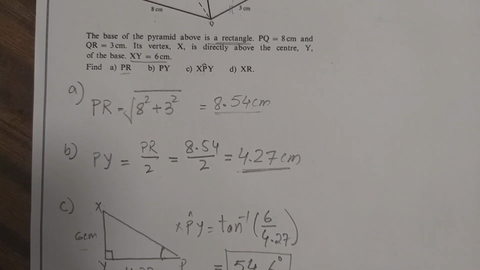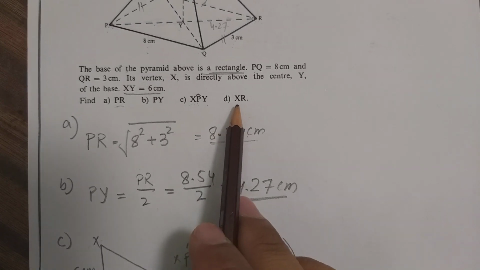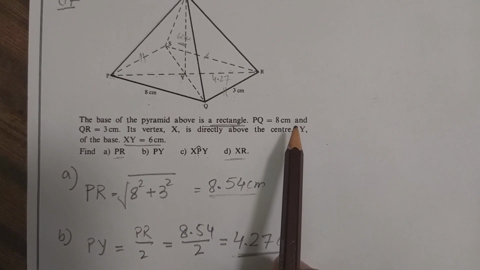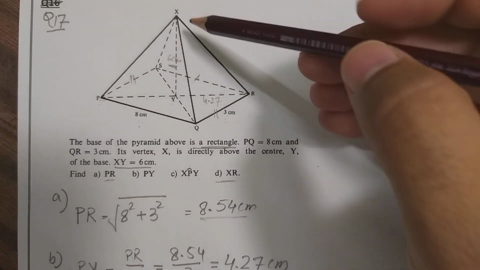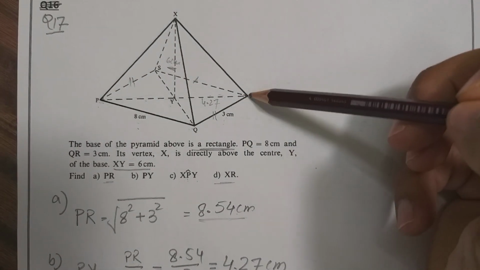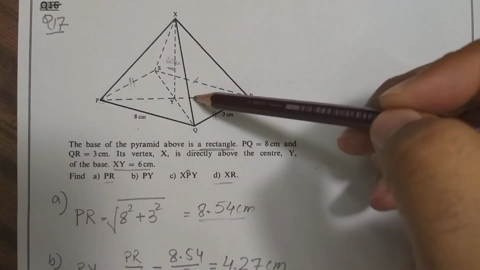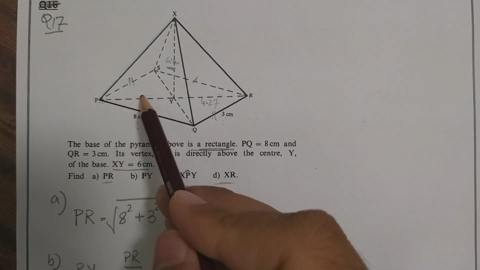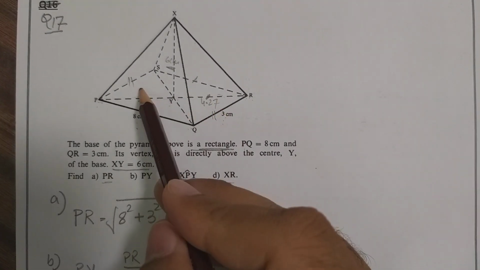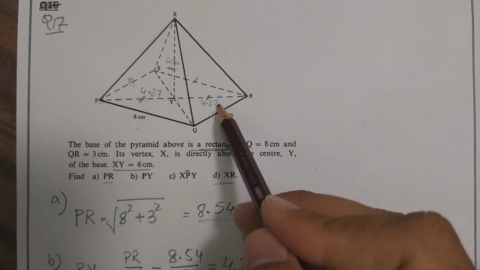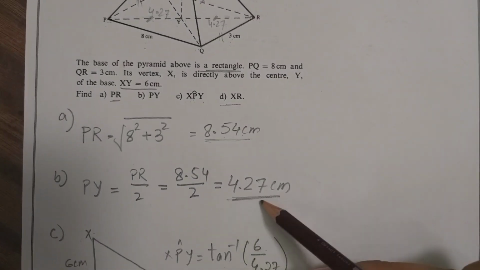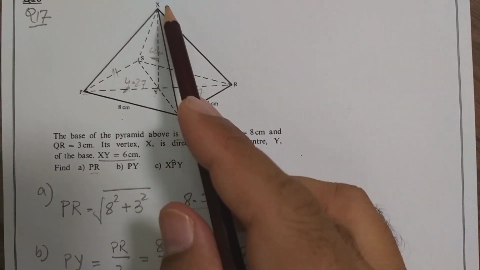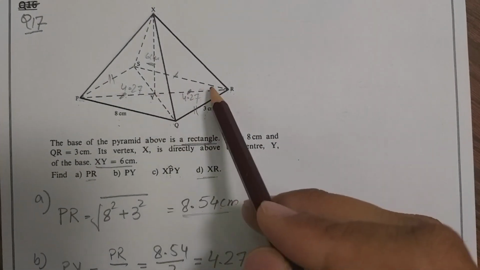Okay, the last part of the question, which is we need to find XR. This is what we need to find, XR. This is the vertical height. We found this one because this length and this length are both the same. It is 4.27, and this is also 4.27 as we found here. So I will take the triangle XYR.